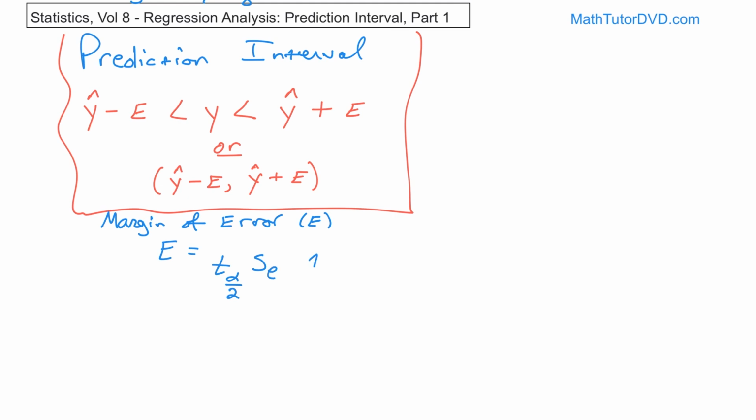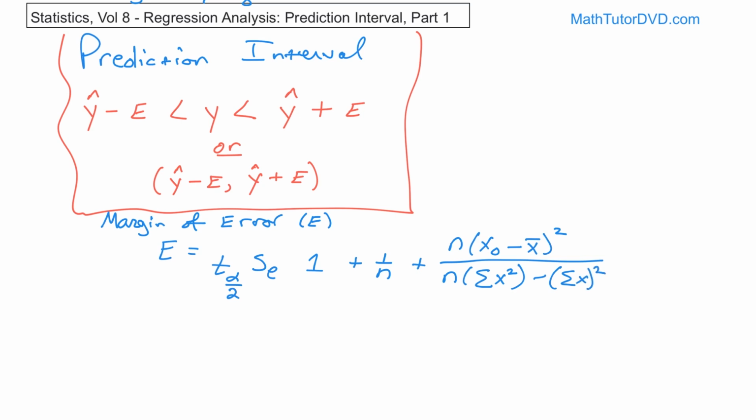And then I got to write a few things down here. It's going to be easier to write it like this. 1 plus 1 over n plus, and then we have n times (x naught minus x bar) squared. That's all in the numerator. The denominator is going to be n times the sum of x squared minus (the sum of x) squared. Now, if that's not enough, check this out. You take this giant thing and you put a square root around the whole thing, like that. Not too great. In fact, I'm really bummed that I accidentally intersected the number 2 there. But I think you can still see what's going on.